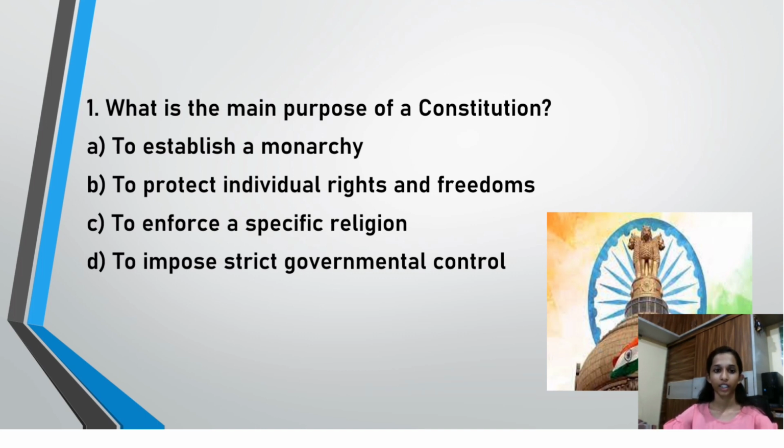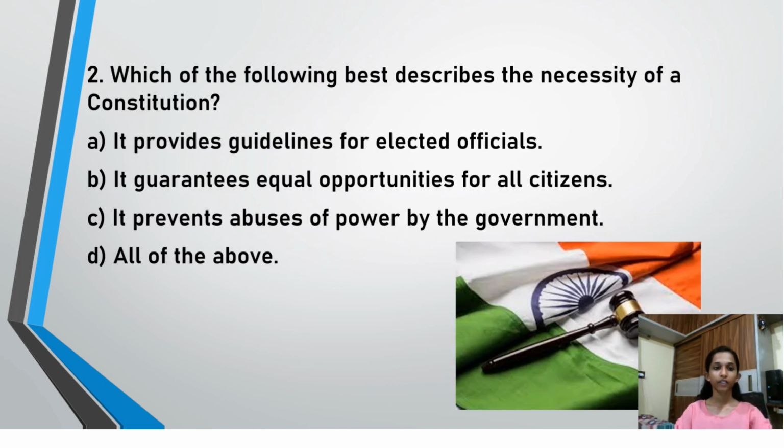You can just pause the video and answer the questions. What is the main purpose of a constitution? To establish monarchy, to enforce a specific religion, to impose strict governmental control. Since the three options are quite opposite to the main purpose, the correct answer is to protect individual rights and freedom. Here is our second question.